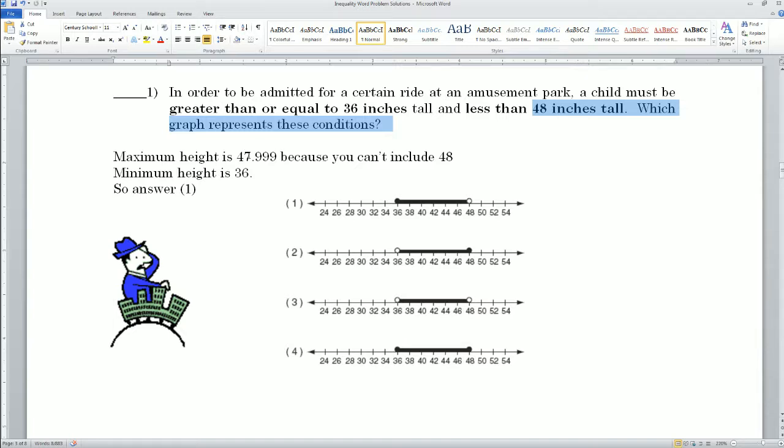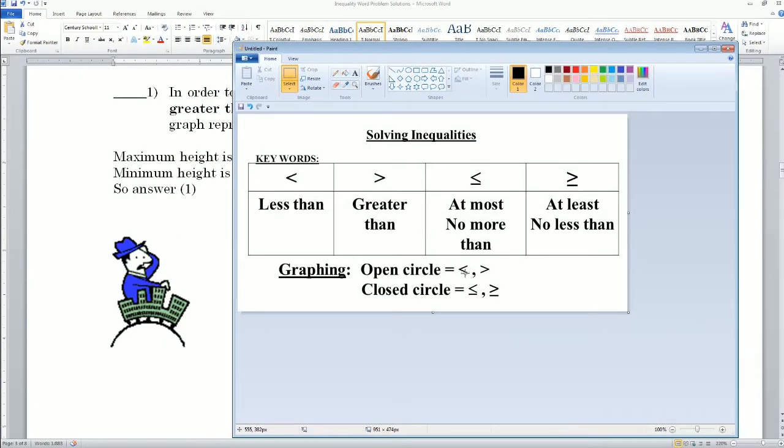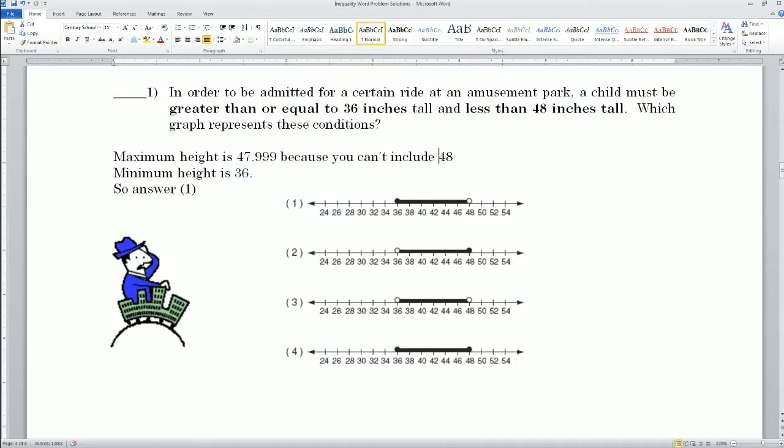So 47.9999, right? So you cannot include 48. So it's going to be open at 48. The minimum height is 36, and you can take the value of 36. So it is closed at 36. So it is open at 48, and it is closed at 36. So the answer would be 1. Okay? All right. Remember, open, close. So it does not include 48. So it's open at 48, and it includes 36. So it's closed at 36.